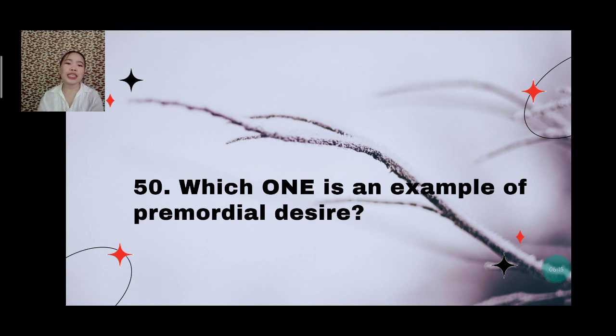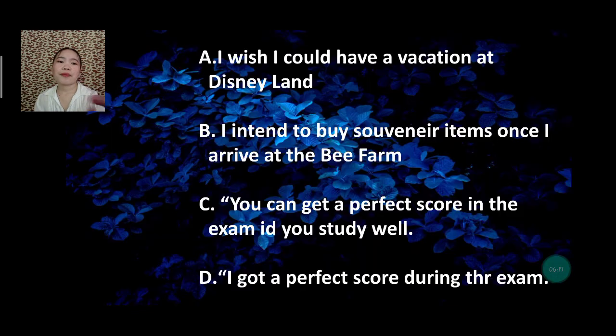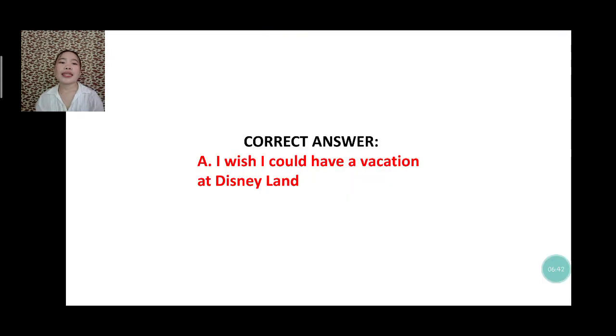Moving on, number 50. Which one is an example of primordial desire? The options are letter A, I wish I could have a vacation at Disneyland. Letter B, I intend to buy souvenir items once I arrive at the bee farm. Letter C, you can get a perfect score in the exam if you study well. And letter D, I got a perfect score during the exam. The correct answer is letter A, I wish I could have a vacation at Disneyland.